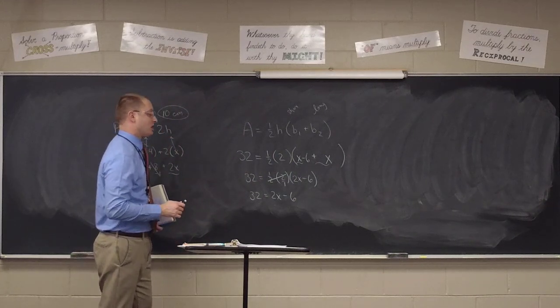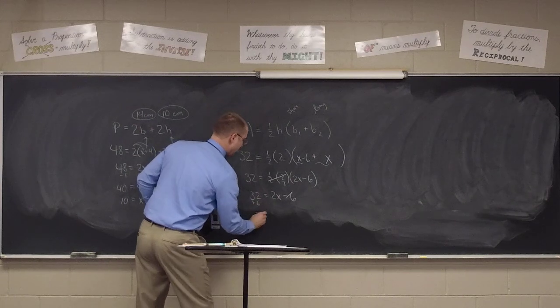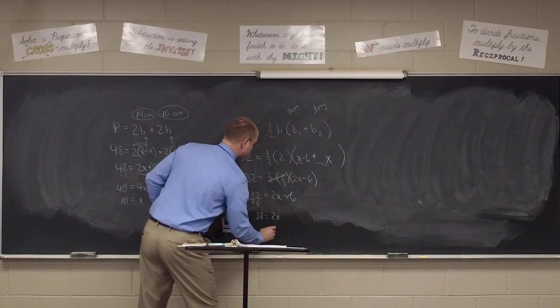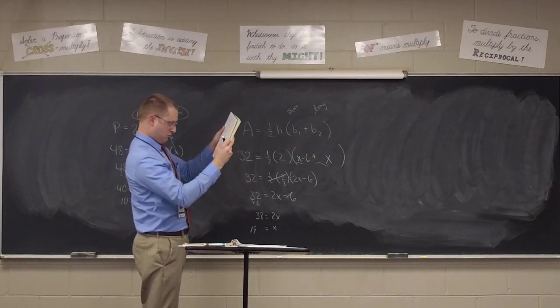To solve, I would need to add 6 to both sides to get 38 equals 2X, and then X would simply equal 19 meters.